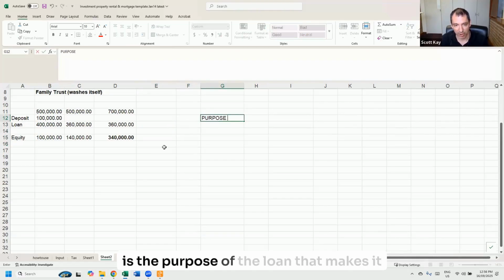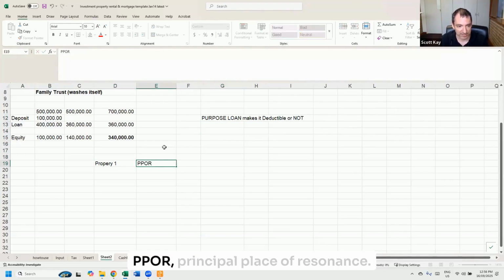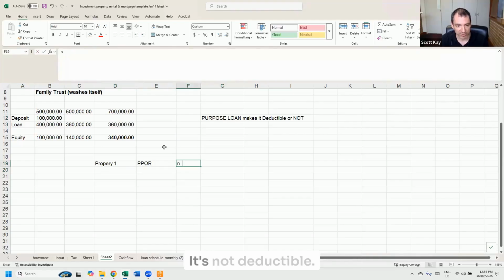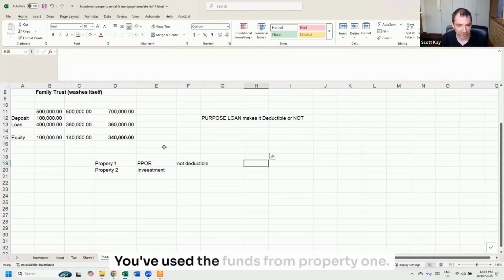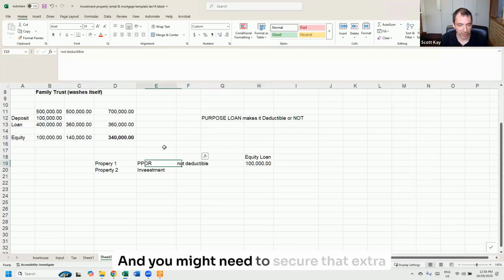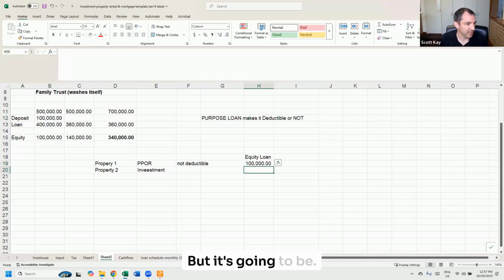I'm not going to spend much time on loan structure, but basically it is the purpose of the loan that makes it deductible. So let's say we've got property 1, which is the PPOR, principal place of residence. It's not deductible. Property 2 is an investment. You've used the funds from property 1, and you might need to secure that extra 100 grand loan against property 1.